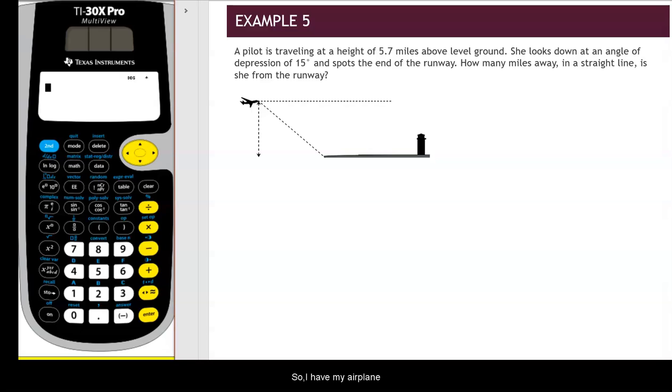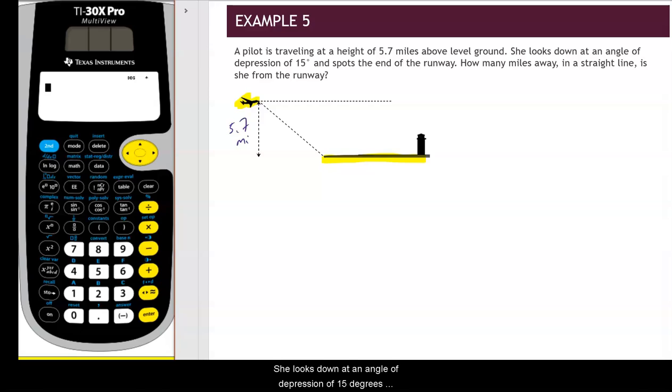So I have my airplane up here, and we have a tower with a runway leading up to it. I'm going to label my height, my 5 7/10 miles. That's how far above the ground our plane is in a straight line up and down.